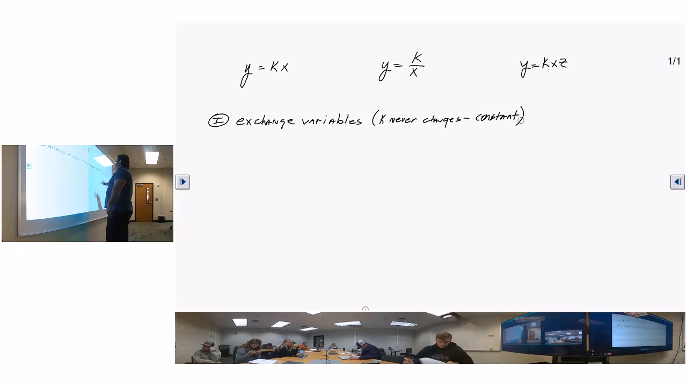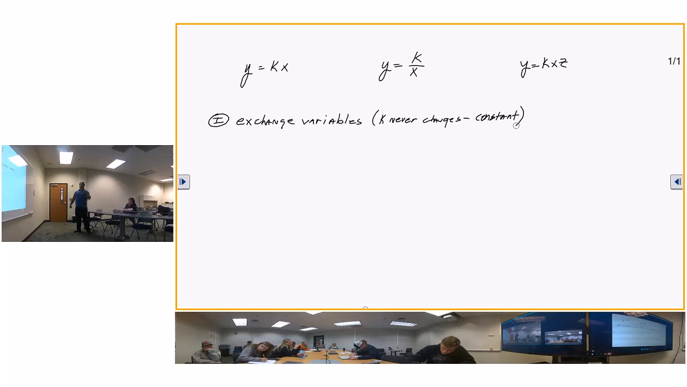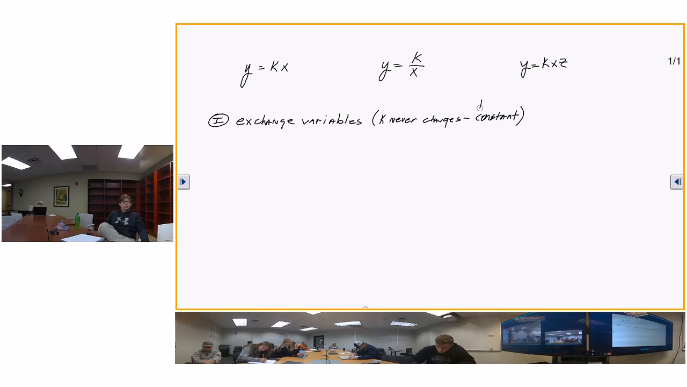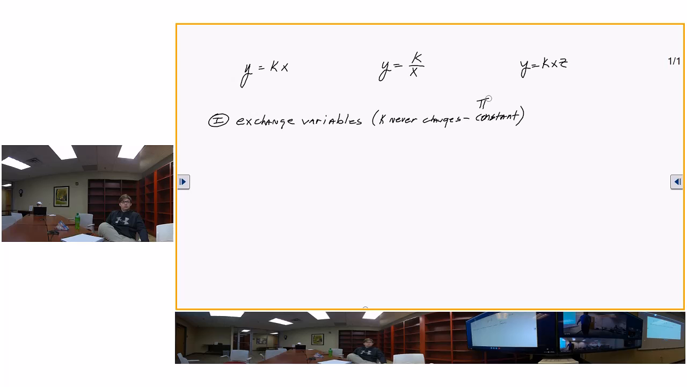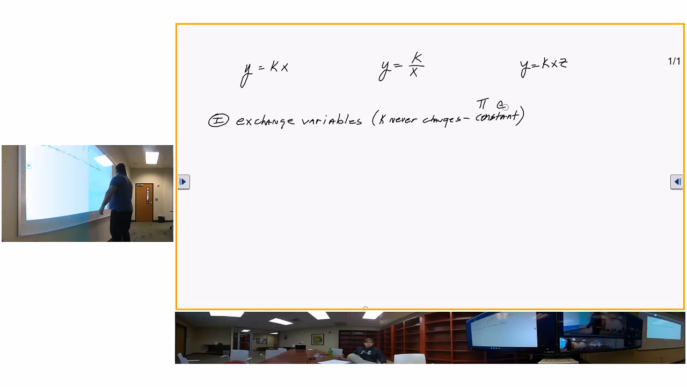Can somebody give me an example of a constant in science or math? No, a constant meaning a variable that means a number. Pi is a constant. If I asked you what pi is, what does everybody say? 3.14159, blah, blah, blah. If I give you E is equal to 2.16, blah, blah, blah. It is a number assigned to a variable. K is what you will be looking for in these problems.